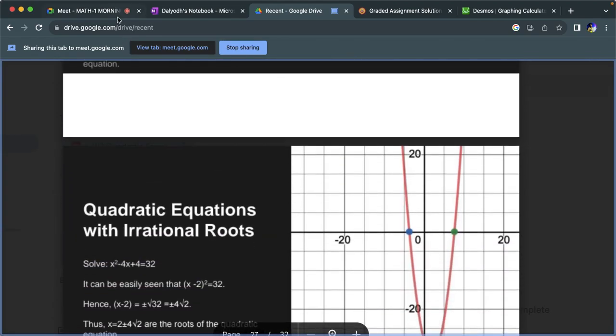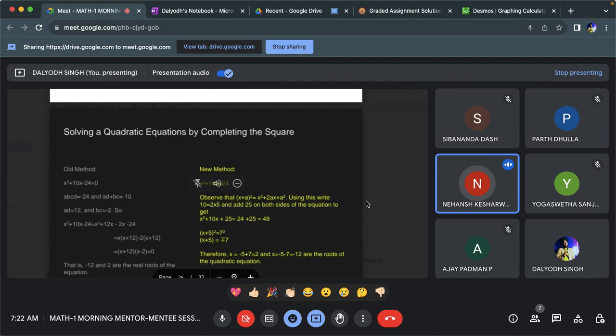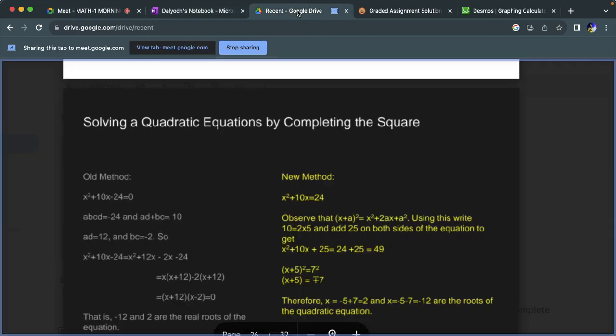Everybody knows this particular method, completing the square. You can just ask how to apply this method. I know how to solve it by factoring and by the quadratic formula. Sometimes I make mistakes in this completing the square method. Okay, I think completing the square is really easy.